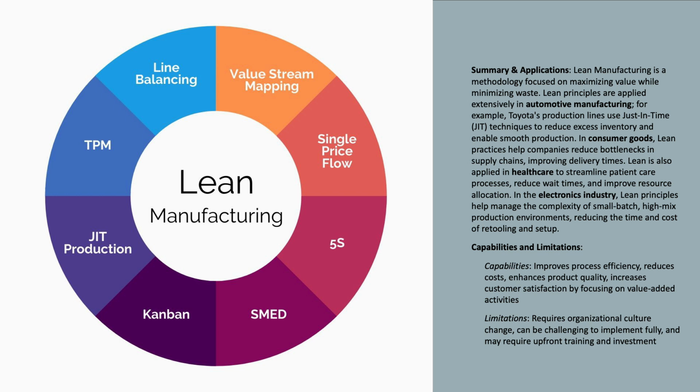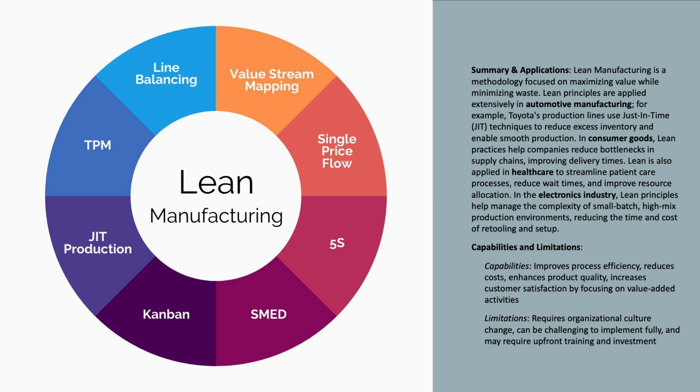So next we have lean manufacturing. This is a methodology which is focused on maximizing value while minimizing waste. Lean principles are applied extensively in automotive manufacturing. For example, in Toyota, which by the way is a pioneer for lean manufacturing, Toyota's production line uses just-in-time techniques to reduce excess inventory and enable smooth production.